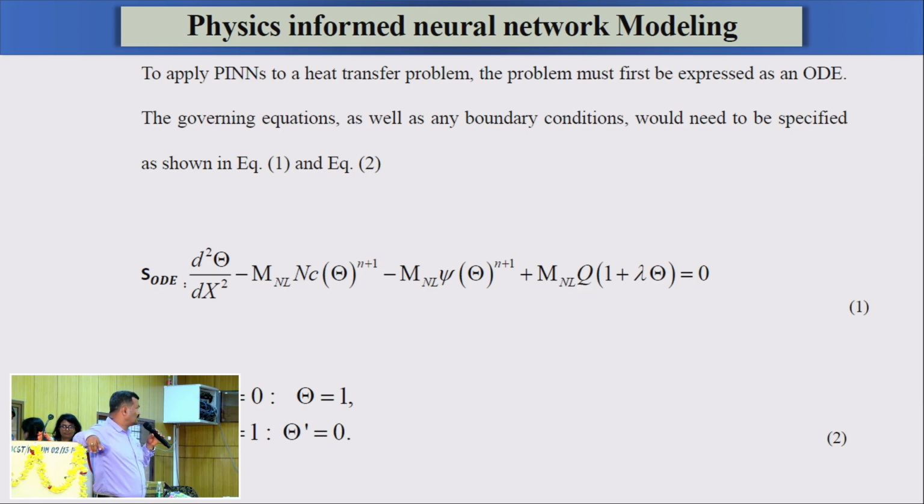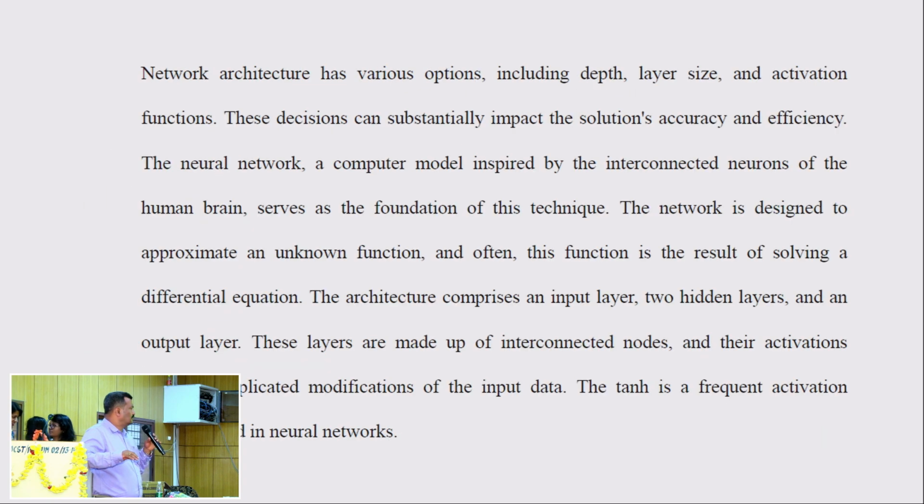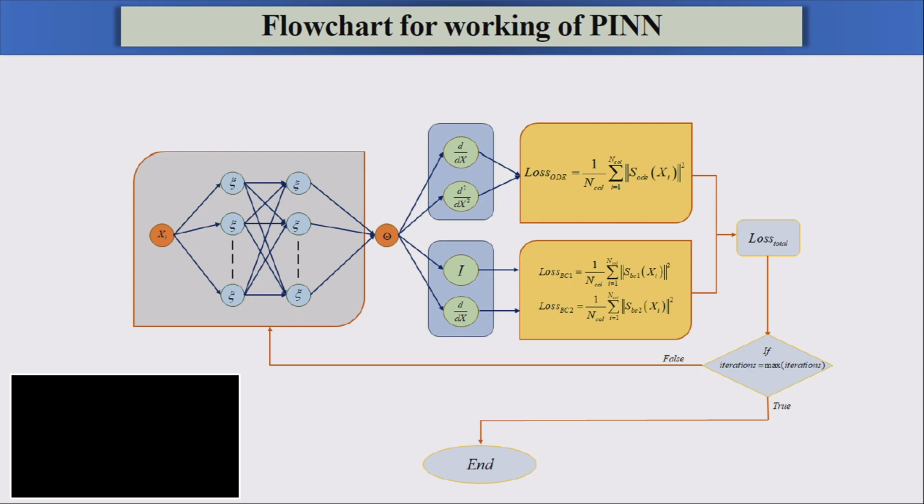So now I will go for the physics informed neural network. The same problem I have considered. Not a different problem, the same problem which we published. Okay, so equations 1 and 2 are the boundary conditions. What about next? Next. Next. See now. This is the thing.